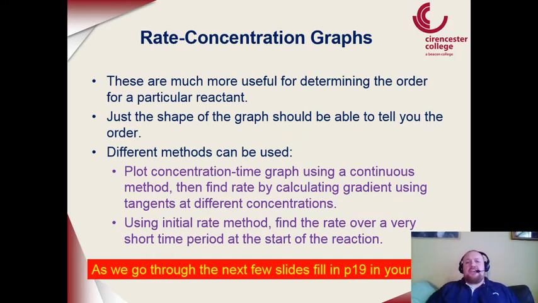But rate concentration graphs are essentially the gradients of those graphs, so it will be a lot more obvious what the order of the reaction is with respect to that particular reactant. You can plot concentration time graphs using your continuous methods, but for a rate concentration graph, it's usually easier to use an initial rate method. We have given you the booklet now, so as we go through the next few slides, I would fill in the booklet or rewind, etc., as you wish.